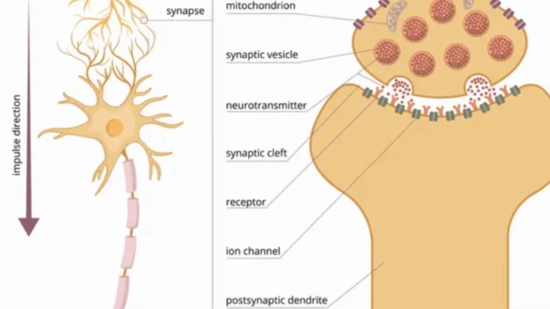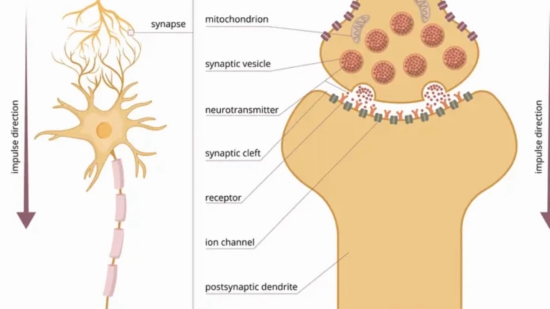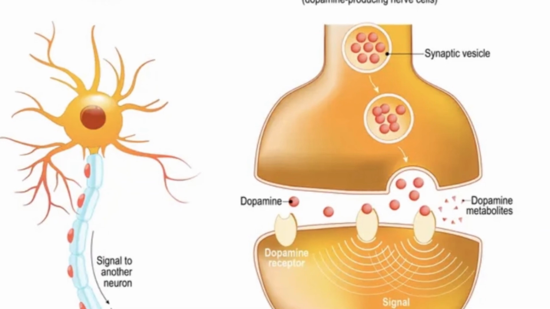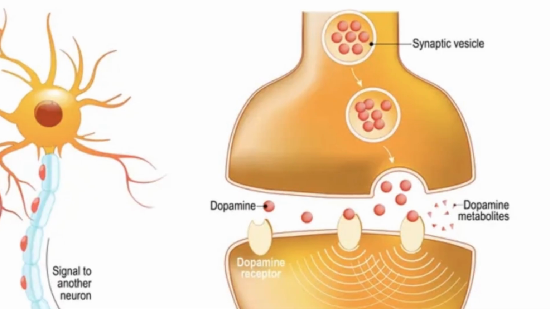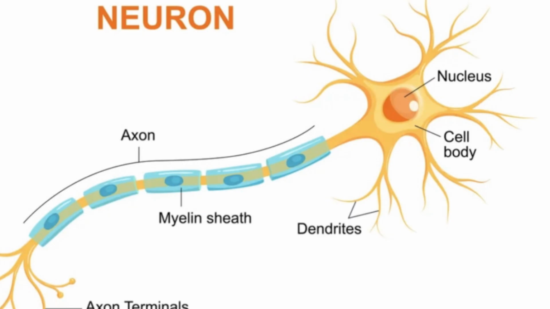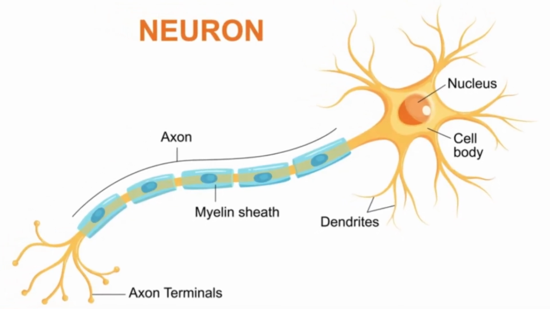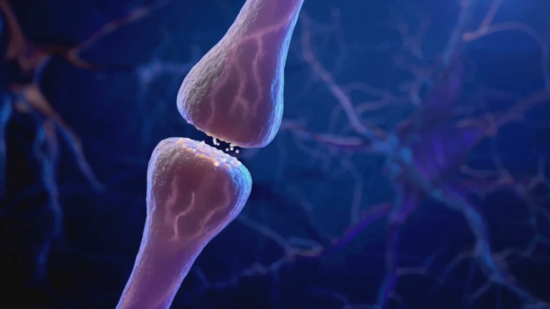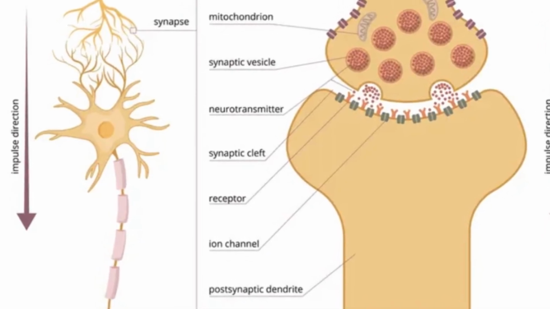Postsynaptic terminal: the part of the receiving neuron, often a dendrite, that has specialized receptors for neurotransmitters. Neurotransmitters: chemical messengers, like dopamine or serotonin, that are released from the presynaptic terminal and bind to receptors on the postsynaptic terminal, causing a response in the receiving neuron. Axon terminals, also known as synaptic terminals or boutons, are bulb-shaped structures at the ends of axons that transmit information between neurons. They contain neurotransmitters, which are released to cross the synaptic cleft and bind to receptors on the receiving neuron. This process is called synaptic transmission.